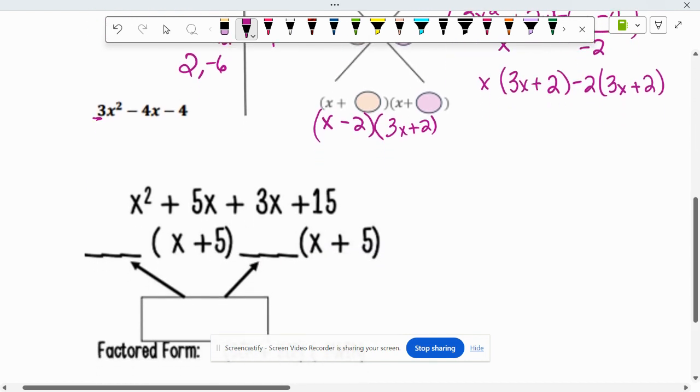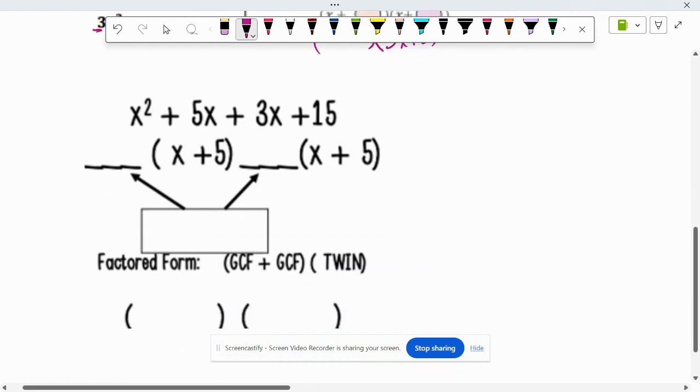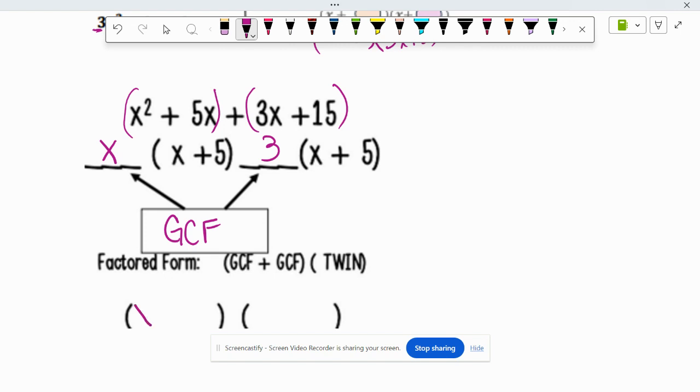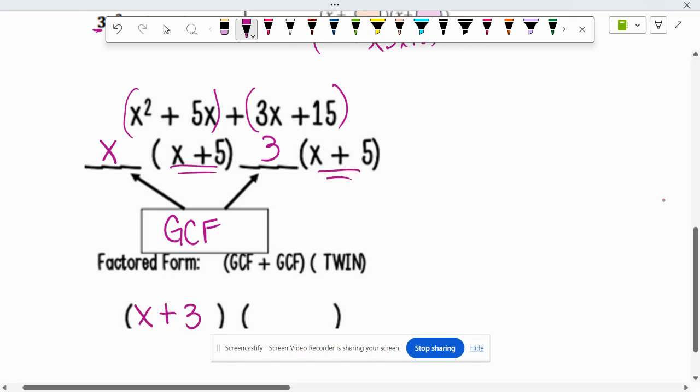Okay, this last one is also a grouping. What did they take out of this first group? What did they pull out of it? An x. What did they pull out of the second group? A 3. These are called the GCFs. Remember, when you put it in factored form, you have the GCF plus the GCF multiplied by your twin.